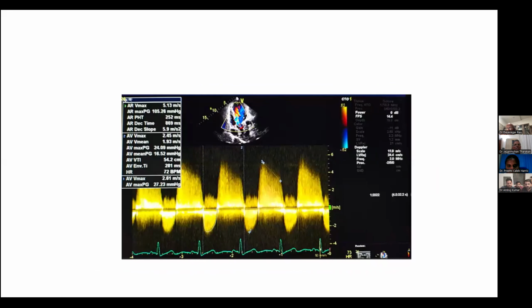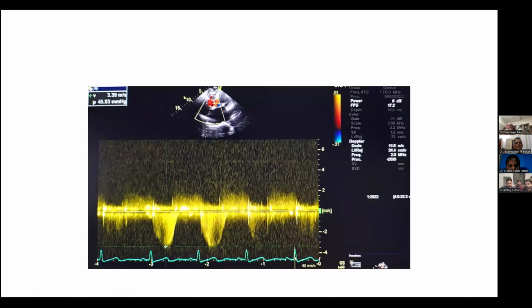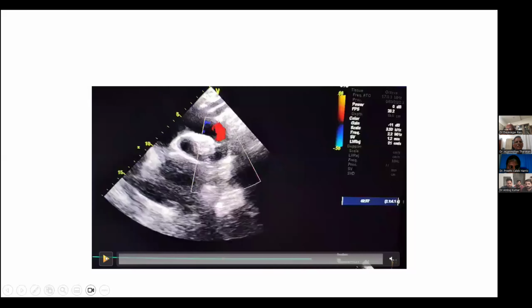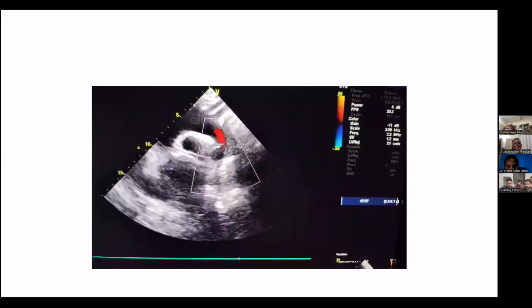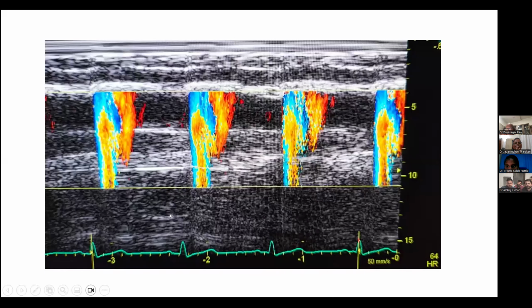You can just read the gradient. PHT is 252 milliseconds, sir. And the aortic valve mean gradient is 16, sir, with Vmax of 2.45, sir. And this is the TR jet velocity, sir. And then this is the flow across the proximal descending aorta, sir. It shows diastolic reversal is there, but the M mode color Doppler shows that the diastolic reversal is not holodiastolic, sir. So it is not severe AR, sir.